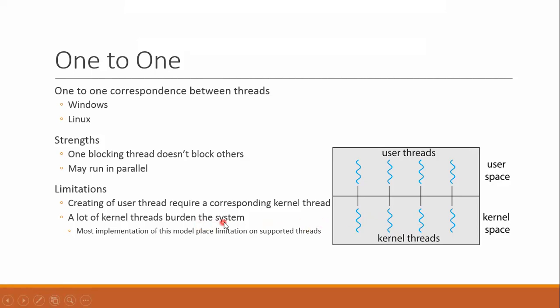Due to this limitation, because system performance will be degraded, most implementations of this model place a limitation on supported threads. Because the overhead of creating kernel threads can burden the performance of an application, most implementations of this model restrict the number of threads that can be supported by the system.